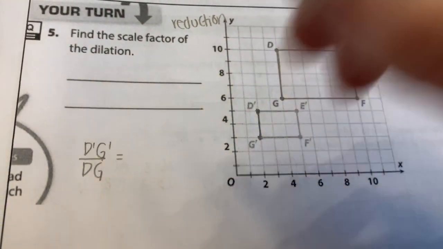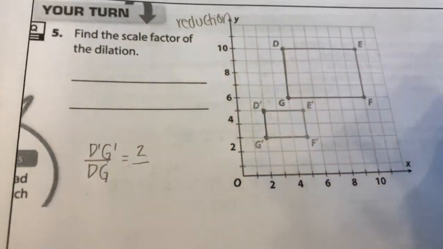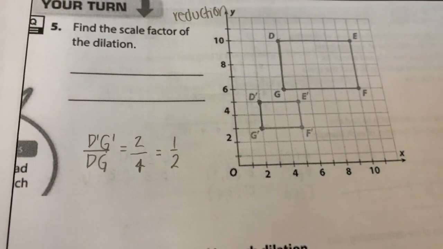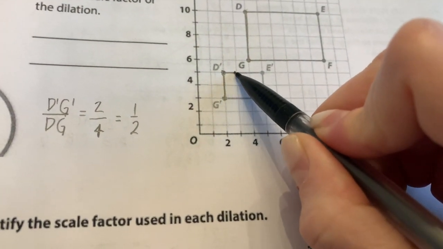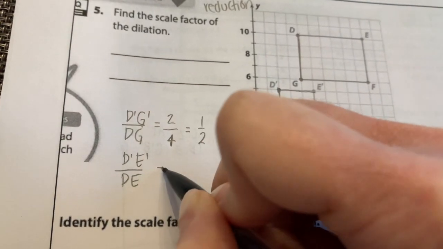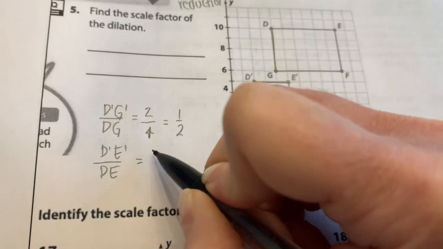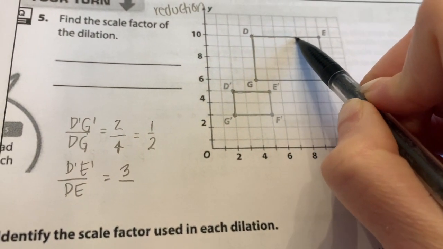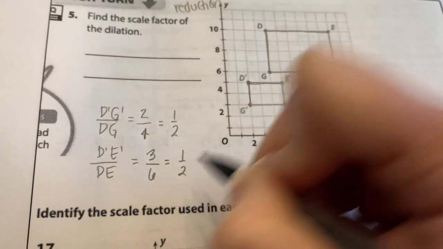So D prime, G prime is only 2, but the original DG was 1, 2, 3, 4. So this is equivalent to 1/2. Now let's see if all the others are the same. Let's do D prime, E prime. So we're going to do D prime, E prime, and compare that to the original DE. So D prime, E prime is 1, 2, 3. And we're going to look at the ratio to the original. 1, 2, 3, 4, 5, 6. 3 to 6 is equal to 1/2.